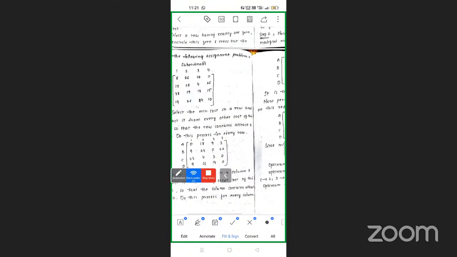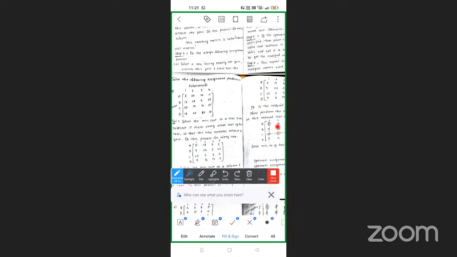So the answer: these are the marked zeros. We take the original values of the marked zeros. Here 8 is there, plus C second one, 19, plus B third one, 4, and the last one, 10. So this is the final answer.